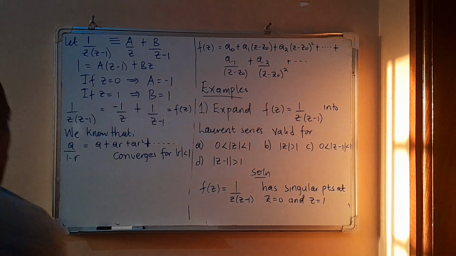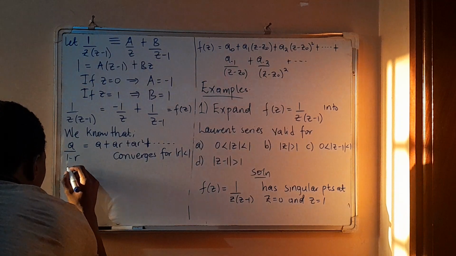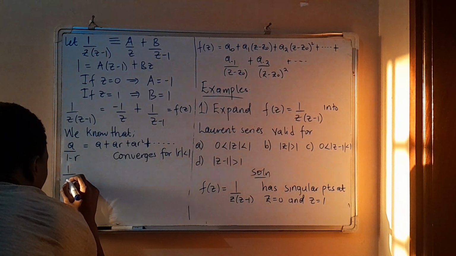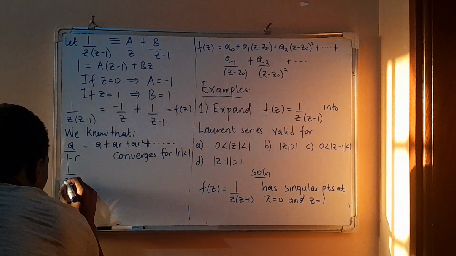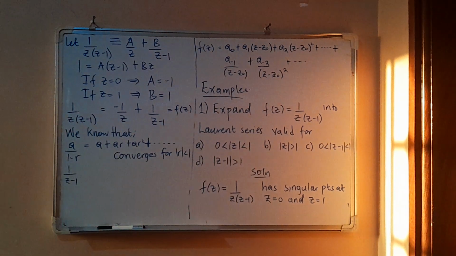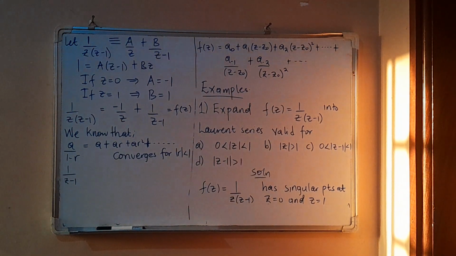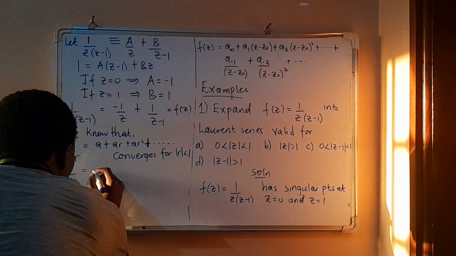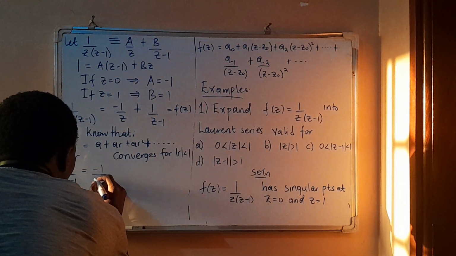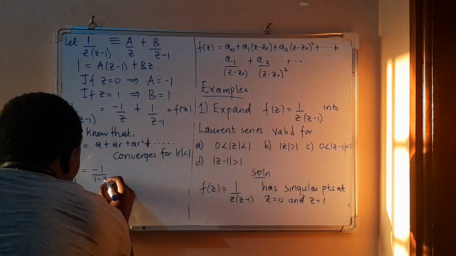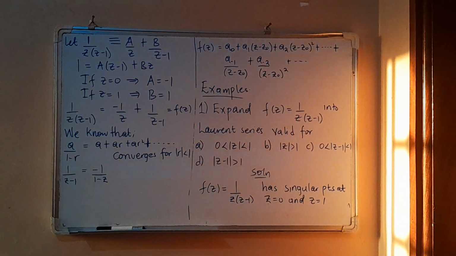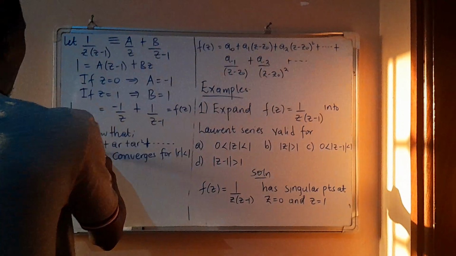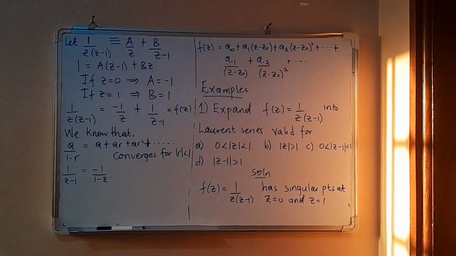We have 1 over z minus 1 over z minus 1. I can rewrite this as negative 1 over 1 minus z. Why am I rewriting it? I just want it to resemble this sum to infinity of a GP.